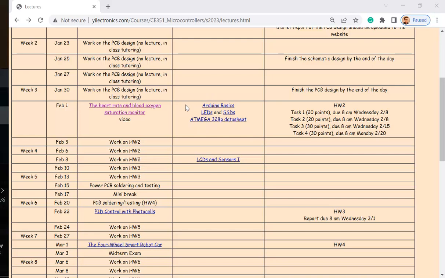Instead of exploring the basics at the very beginning, we're going to move forward with the heart rate, blood oxygen saturation monitor system design. This project is collaborated with Purdue University, and we received a little grant on that. So the goal is to finish that project, not on the PCB.